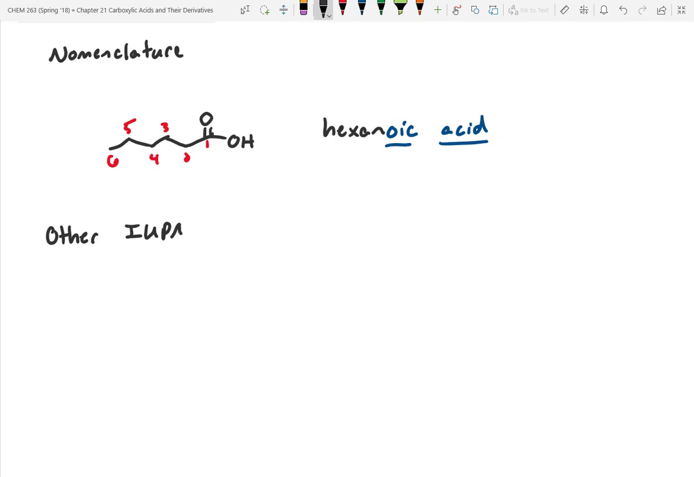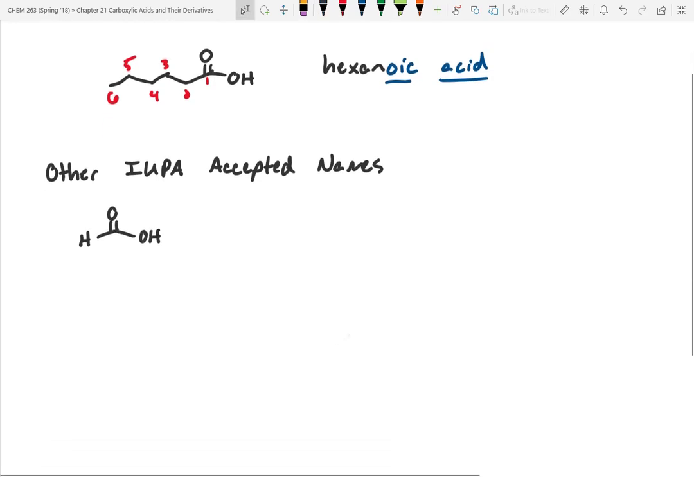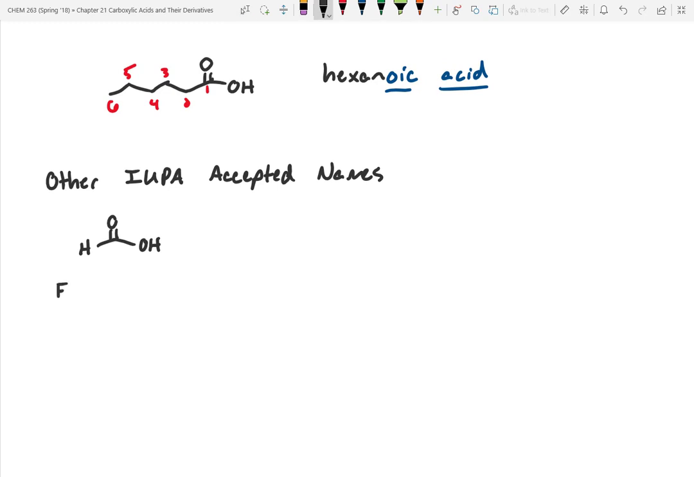So we'll do other IUPAC accepted names. All right, the first one is the simplest carboxylic acid, and it's kind of half aldehyde, half carboxylic acid. This is called formic acid. And formic acid, if you look at the functional groups, the carboxylic acid takes higher priority than the aldehyde. That's why the suffix ends with an ic acid.